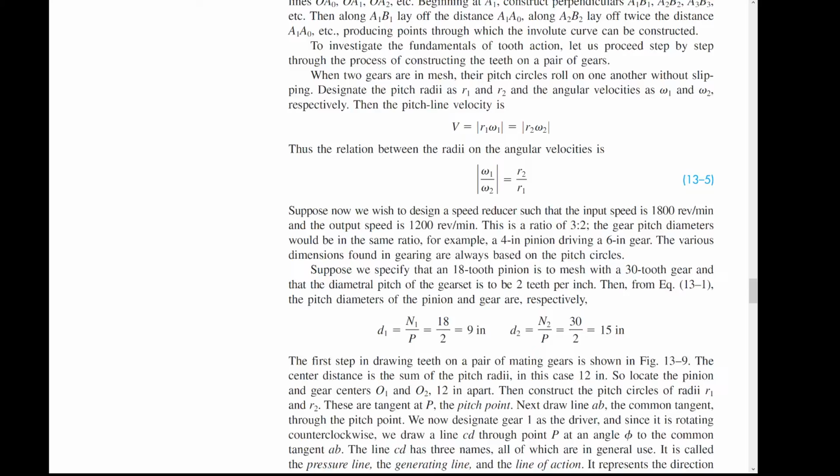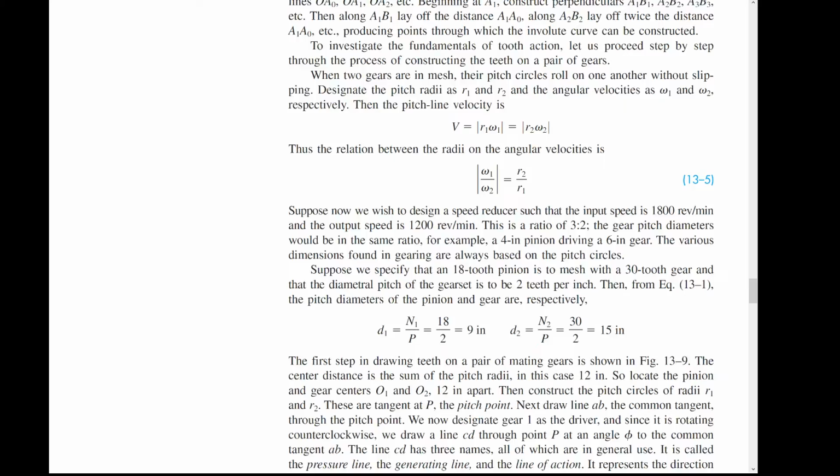Suppose now we wish to design a speed reducer such that the input speed is 1800 revs per minute and the output speed is 1200 revs per minute. This is the ratio 3:2. The pitch gear diameters would be in the same ratio. For example, a 4-inch pinion, that's the small one, driving a 6-inch gear, that's the big one. The various dimensions found in gearing are always based on the pitch circles.